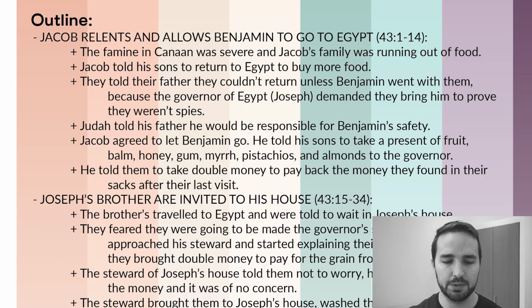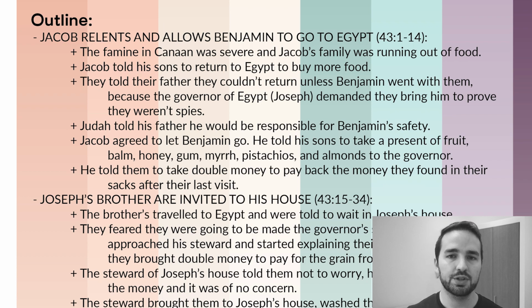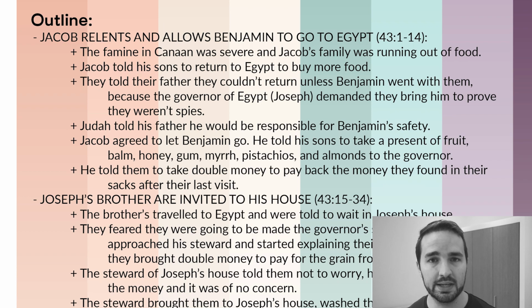I think I've broken this chapter down into two big sections. The first one is verses 1 through 14. Jacob relents and allows Benjamin to go to Egypt. So you remember where we left off in the last chapter. The brothers had returned from Egypt. They had had a terrible experience there. They had been in custody for 3 days.